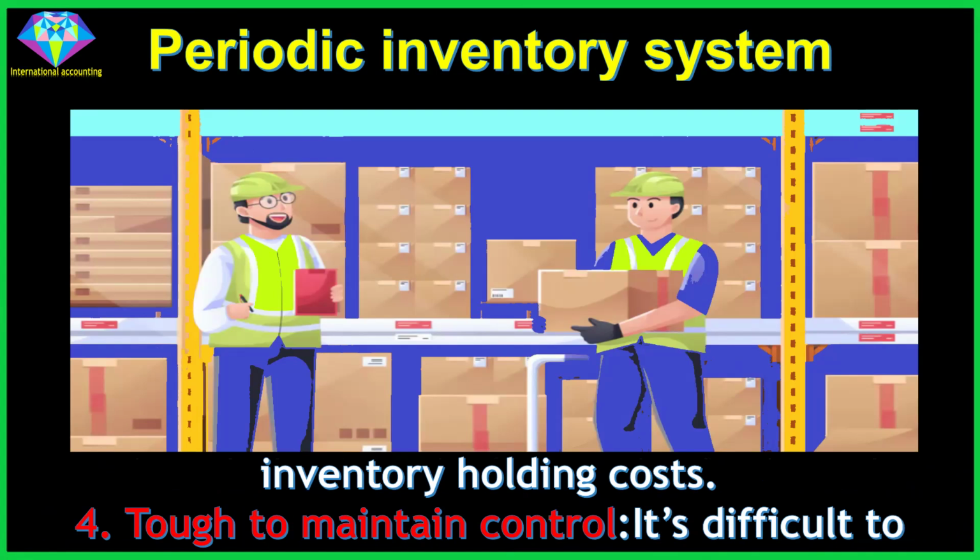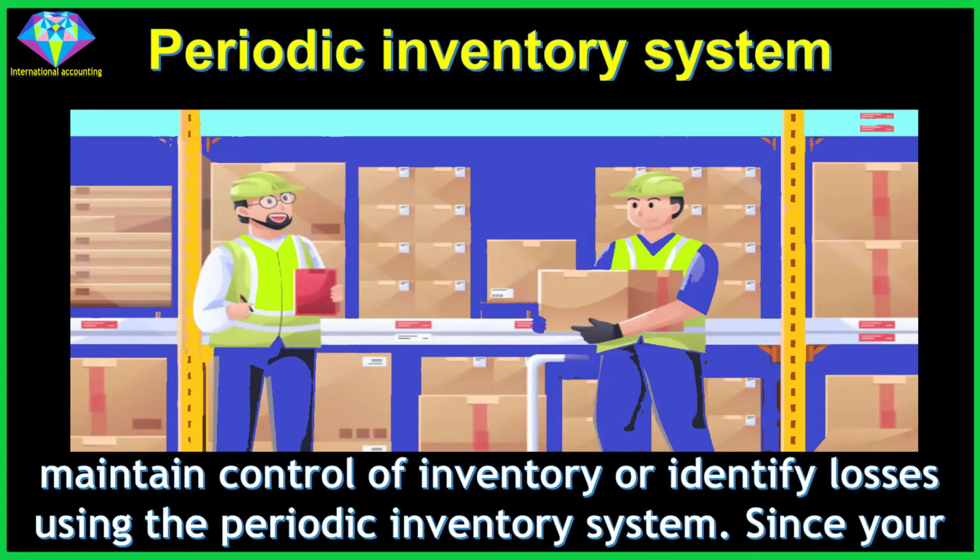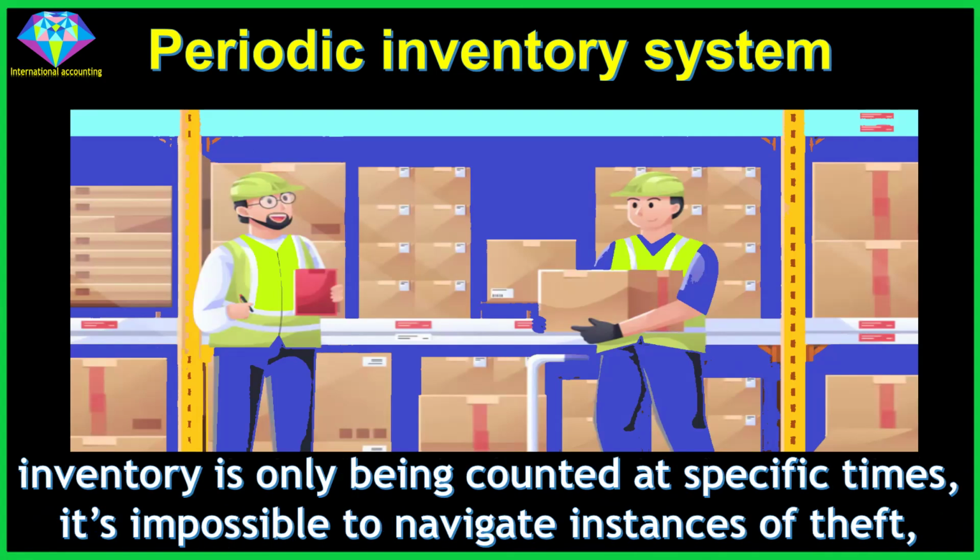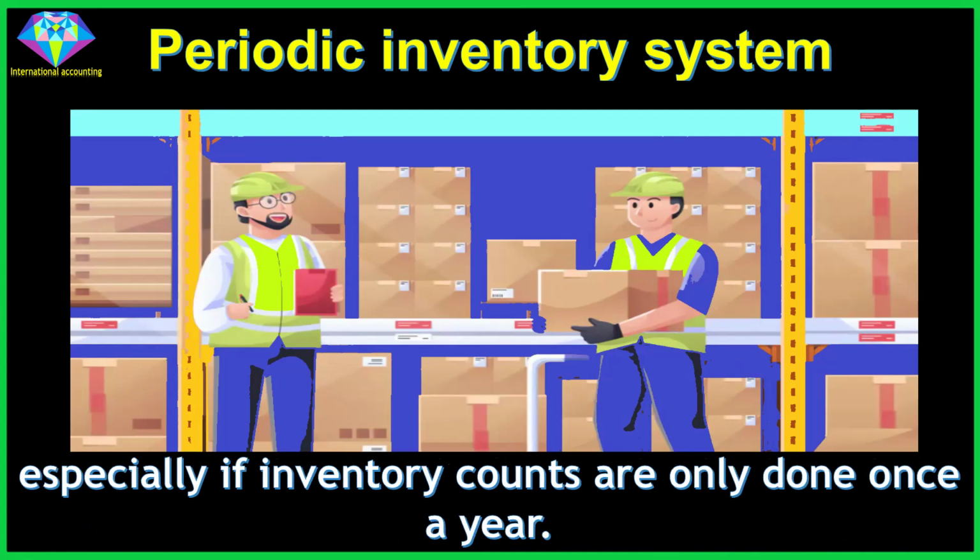4. Tough to maintain control. It's difficult to maintain control of inventory or identify losses using the periodic inventory system. Since your inventory is only being counted at specific times, it's impossible to navigate instances of theft, especially if inventory counts are only done once a year.